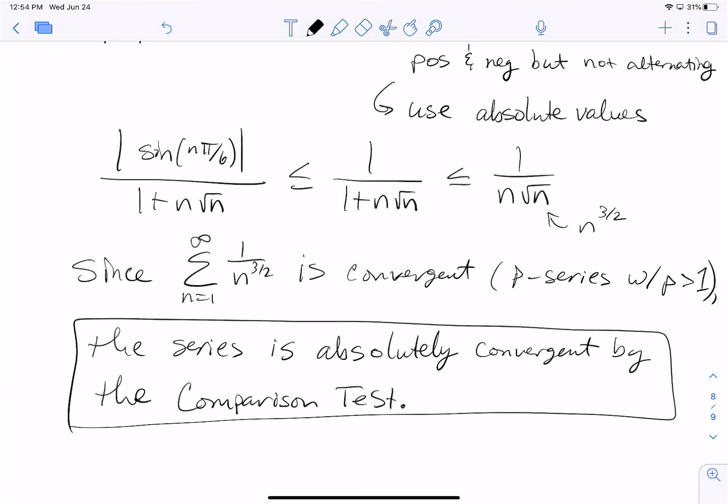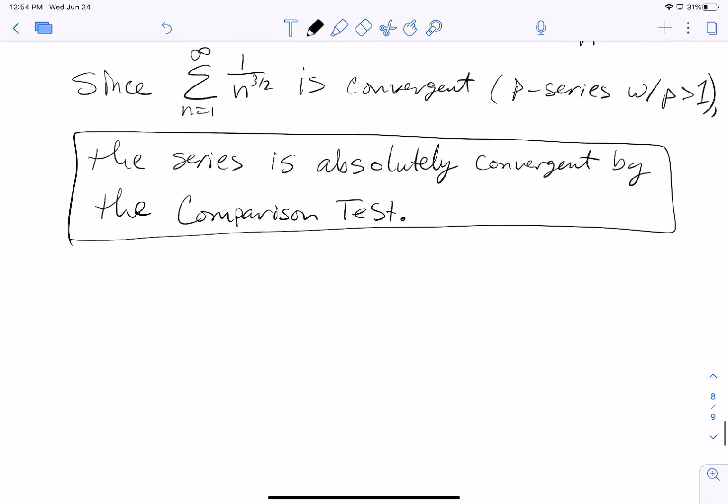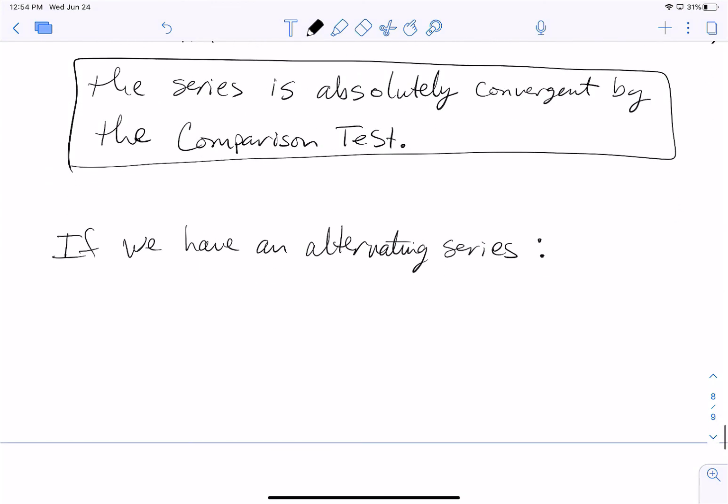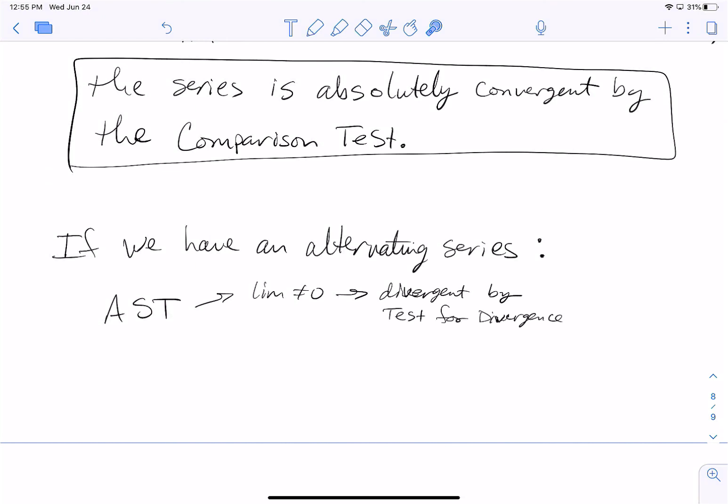I do want to make one more note about absolute versus conditional convergence. If we have an alternating series, then we run the alternating series test. Always think about the alternating series test if you have an alternating series. The alternating series test will either fail because the limit is not equal to 0. If that's true, then it's actually divergent by the test for divergence. The alternating series test isn't the one that said it diverged. The test for divergence does.